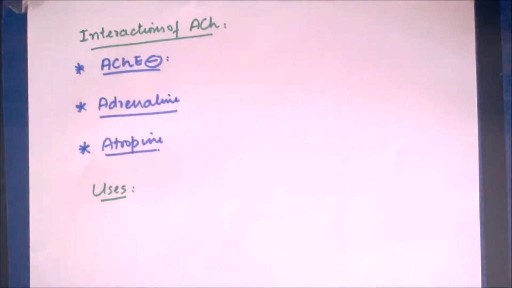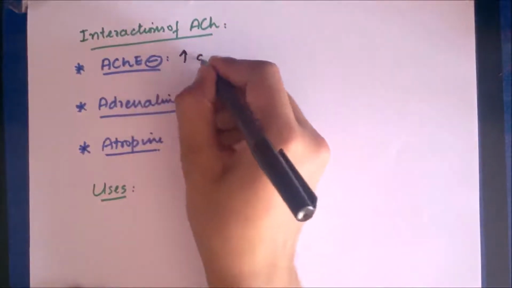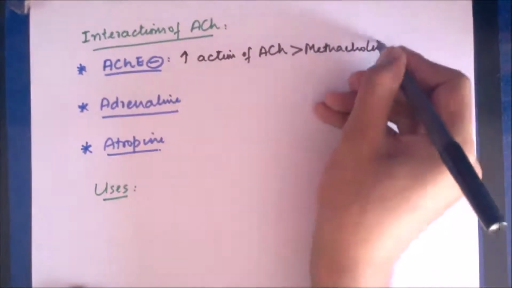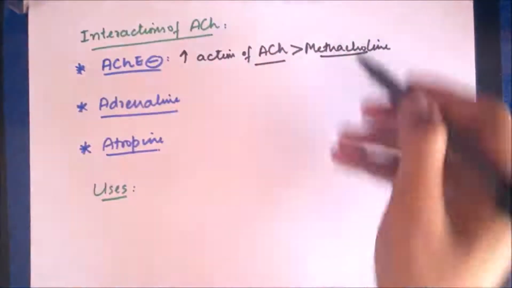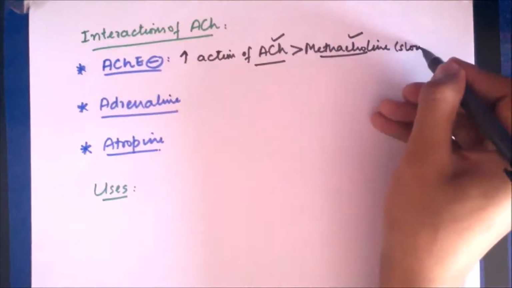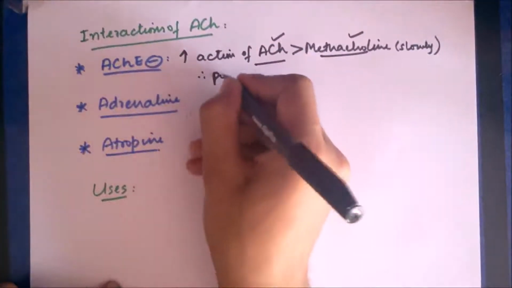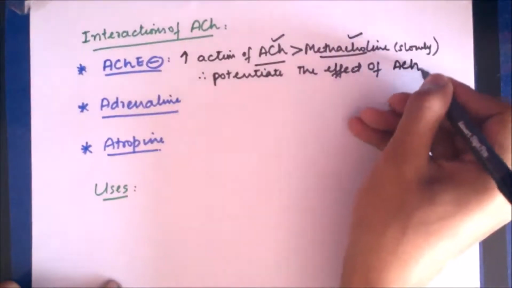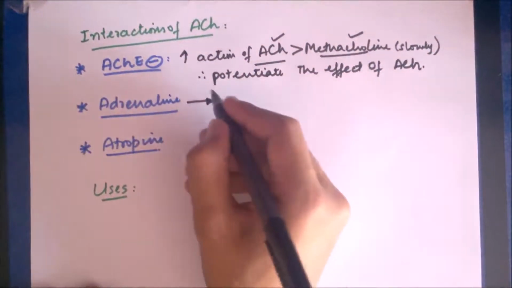Now, interactions of acetylcholine. If we give acetylcholine along with acetylcholinesterase inhibitors, they will inhibit the metabolism of acetylcholine as well as methacholine, so the action of these drugs is going to increase. Methacholine is metabolized slowly, so the inhibitors will not potentiate the effect of methacholine to the extent that they do for acetylcholine.